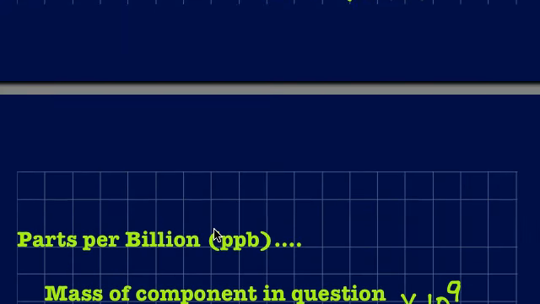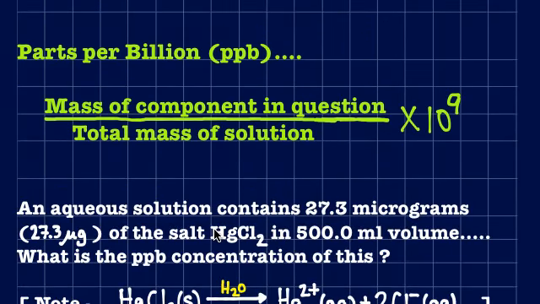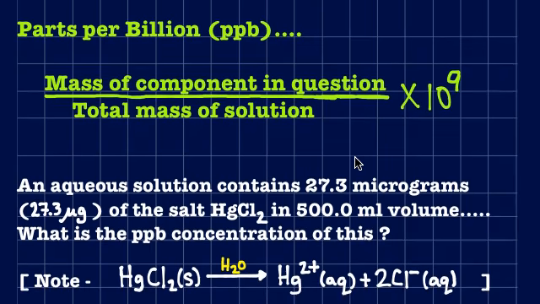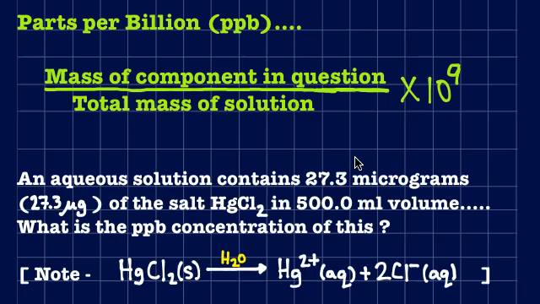Let's do one more. Part per billion. This is exactly the same definition as I had above. The mass of the component in question by the mass of the solution altogether times a billion. So a billion is 10 to the 9th, or 1 with 9 zeros. Example, an aqueous solution has 27.3 micrograms, again 10 to the negative 6 grams, of mercury 2 chloride in a 500 milliliter volume. What's the part per billion concentration?